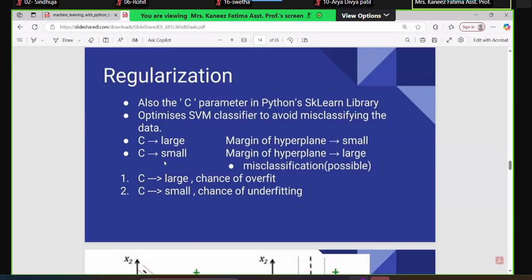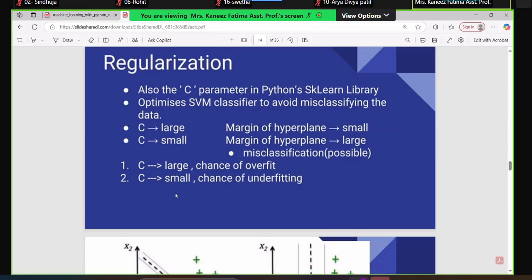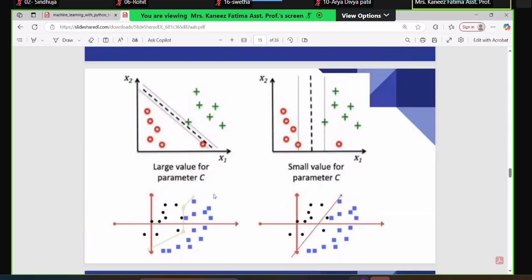Depending upon this, what happened? When C is large, that is nothing but a chance of overfitting of the data. When C is small, there is a chance of underfitting of the data. You have an example, you can see here.